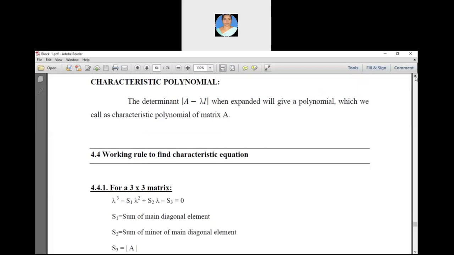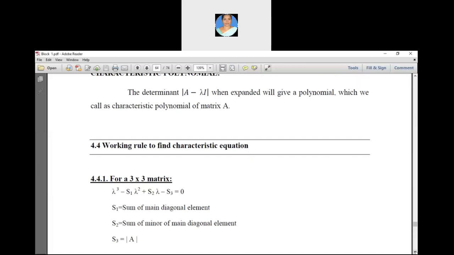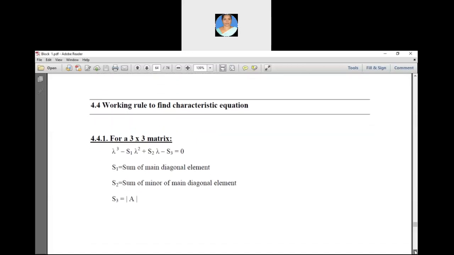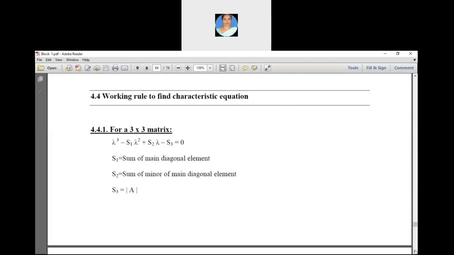The next one is the working rule to find the characteristic equation for a 3 cross 3 matrix. The characteristic equation formula is lambda cube minus S1 lambda square plus S2 lambda minus S3 equal to 0. S1 is the sum of the main diagonal elements. S2 is the sum of the minors of the main diagonal elements. S3 is the determinant of A. This is for a 3 cross 3 matrix.